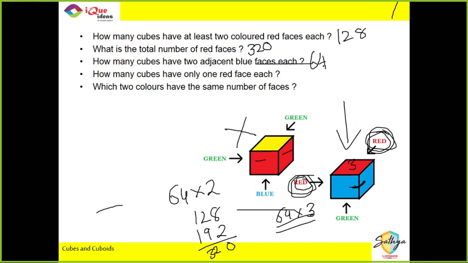And finally, how many cubes have only one red? इसमें तो 2 red हैं, इसमें 3 red हैं, only one वाला तो कोई है ही नहीं. So there are 0 pieces with only one red.